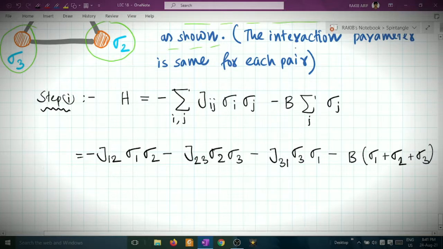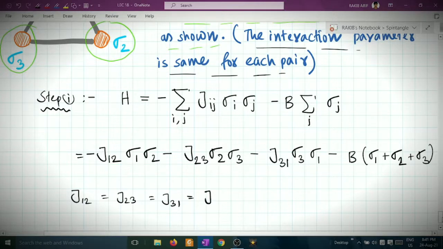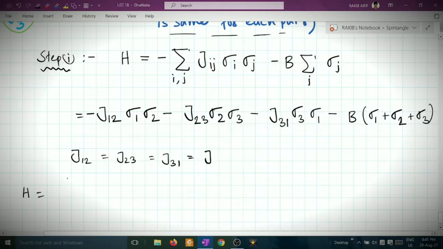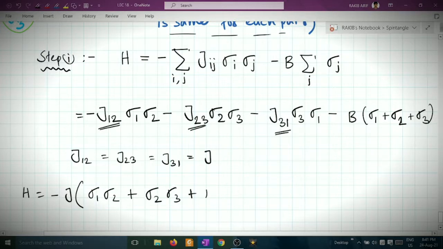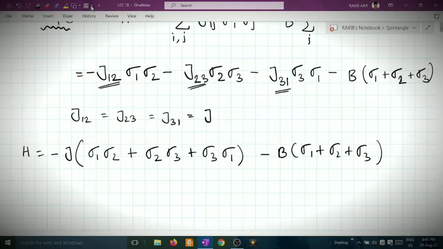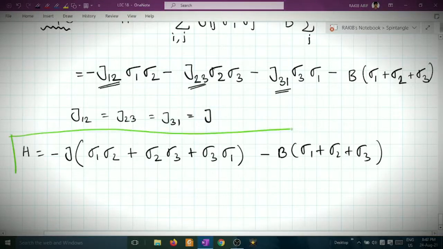It is given that the interaction parameter is the same for each pair, therefore we can take J_12 equals J_23 equals J_31 equals some value, say J. So the Hamiltonian will be: taking J common from each term, H equals minus J times (sigma_1 sigma_2 plus sigma_2 sigma_3 plus sigma_3 sigma_1) minus b times (sigma_1 plus sigma_2 plus sigma_3). Okay, this is the Hamiltonian.